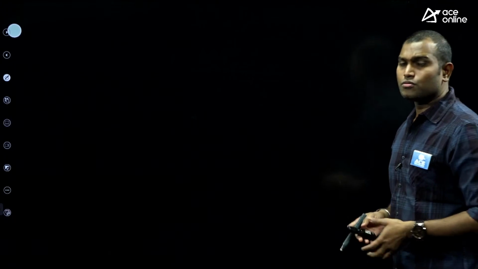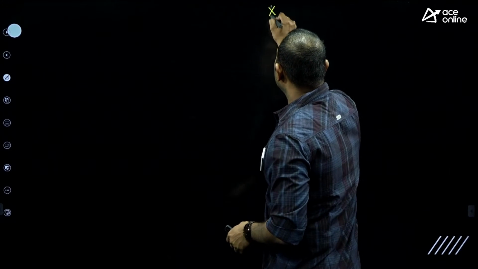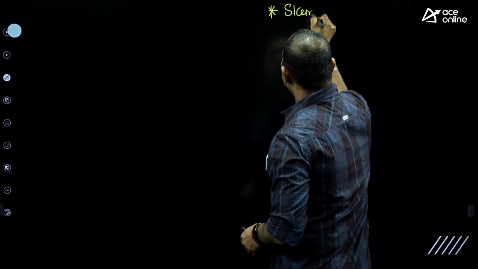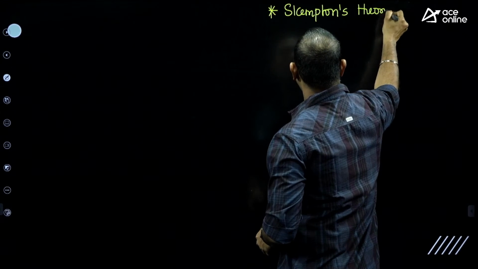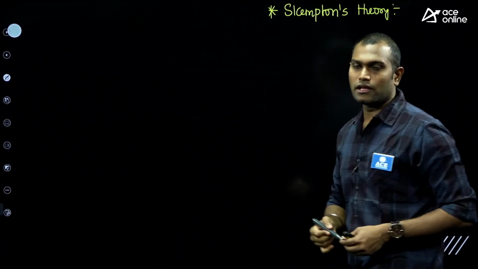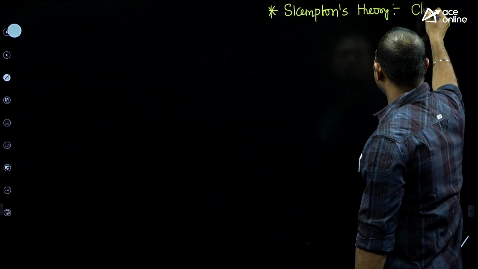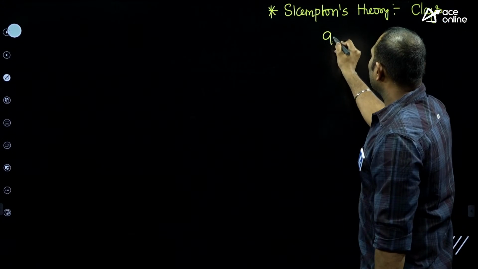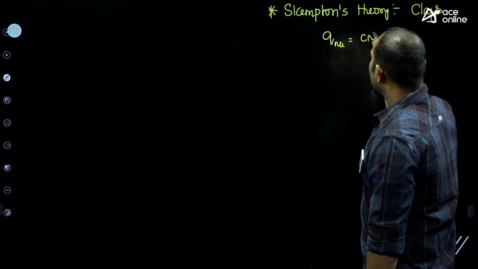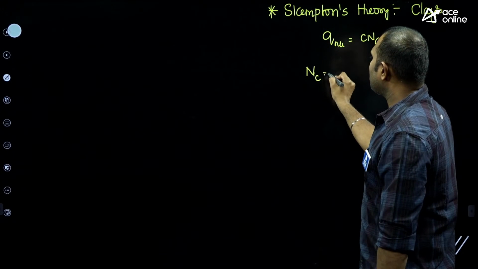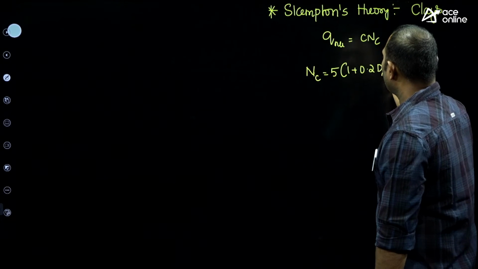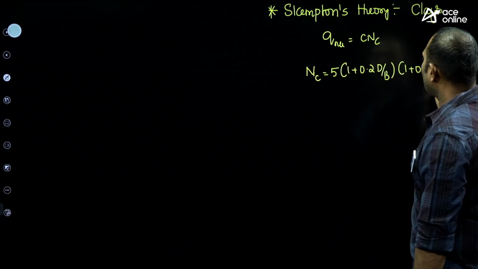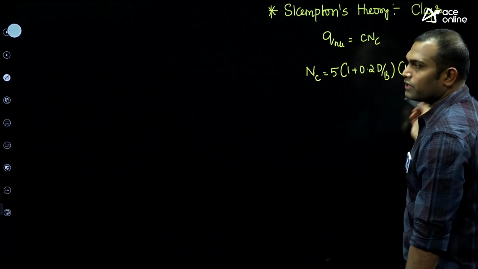And there are two more theories, which we know as Skempton's theory. In the case of Skempton's theory, this is majorly suitable for clays only, where q_nu is equal to c Nc, and Nc is equal to 5 into (1 + 0.2 D/B) into (1 + 0.2 B/L). This is for the rectangle.